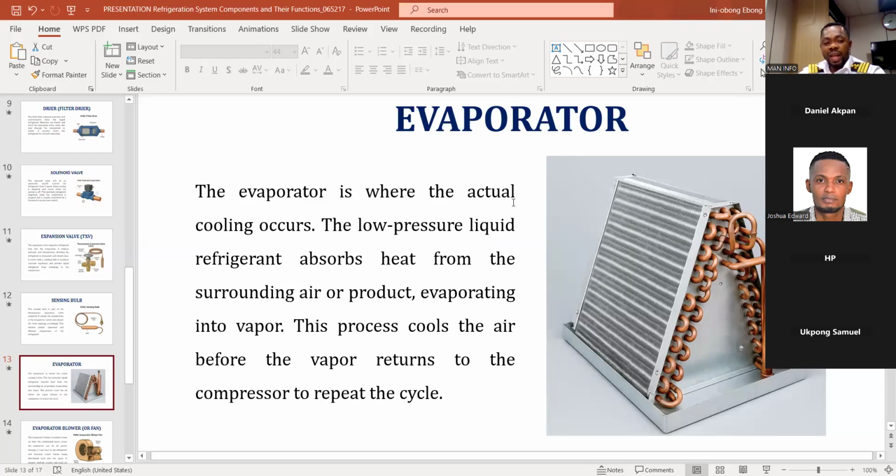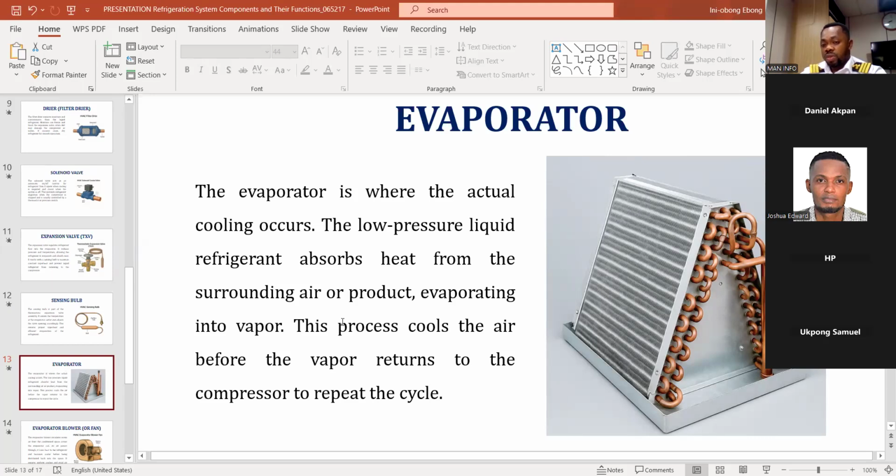So the evaporator is where the actual cooling occurs. The low pressure liquid refrigerant absorbs heat from the surrounding air or product, evaporating into vapor. This process cools the air before the vapor returns to the compressor to repeat the cycle, right? So at this point, the liquid refrigerant will change state from liquid to gaseous before going back to your compressor, because liquid is incompressible.